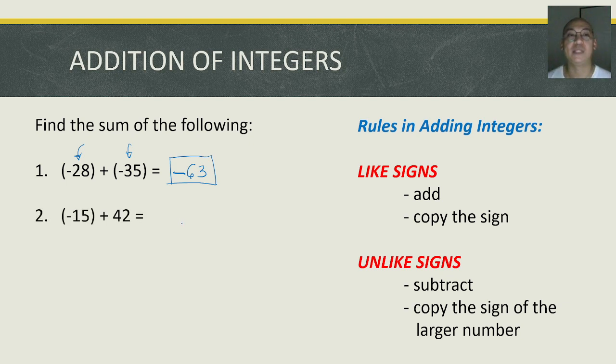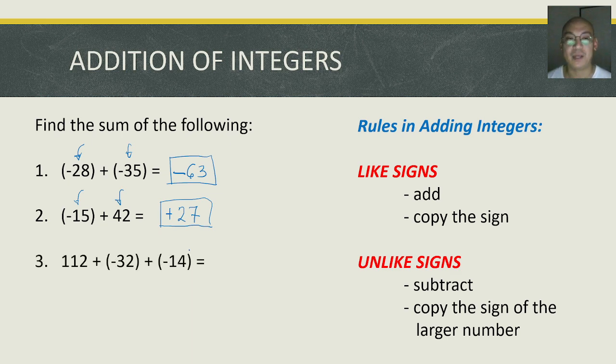Number 2, negative 15 plus 42. So check their signs. We have a negative and a positive. So they are unlike signs. If they have unlike signs, we have to subtract. 42 minus 15, that will give us 27, if I'm not mistaken. 27. And then check the sign of the larger number, which is 42, and that is positive. We're going to adopt the sign of the larger number.